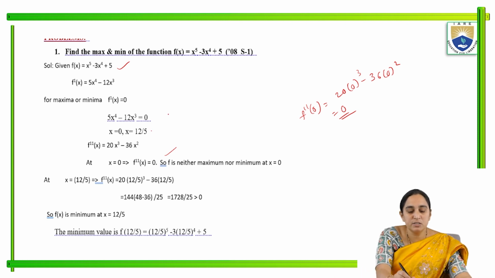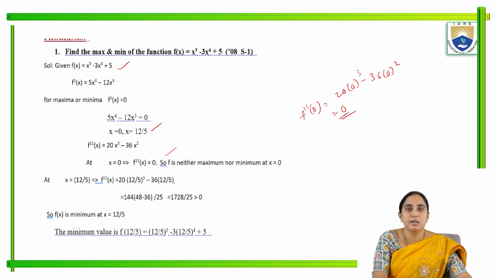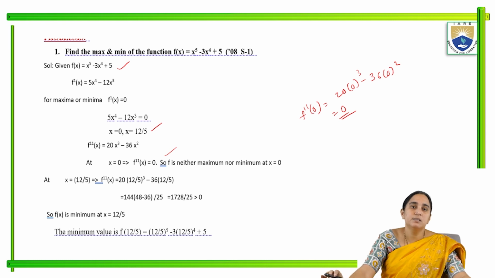And what about the next value, x is equal to 12 by 5? For that, we have to substitute into the given f double dash of x: 20 into 12 by 5 whole cube minus 36 into 12 by 5. That is 144 into 48 minus 36 by 25. After solving this, we get 1728 by 25. Is it greater than 0 or less than 0? It is greater than 0.